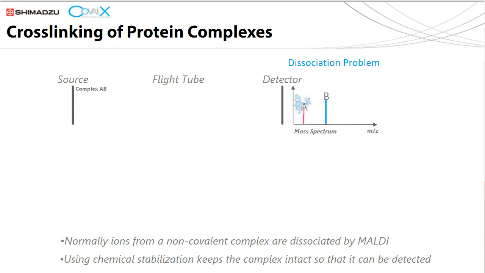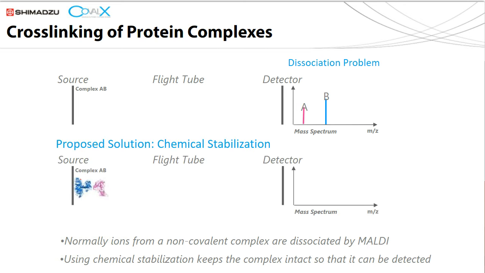This is great, but if you want to see the complex, see the stoichiometry, measure that the complex is interacting, what we'll need to do is hold that complex together during the experiment. And so in order to do that, what we'll use is chemical stabilization, cross-linking chemistry, to turn that non-covalent complex into a cross-linked, stable covalent complex. Now when we ionize it with the laser, what we can instead detect is not just A and B separately, but the intact complex and in fact the stoichiometry. Of course, this is going to be at a higher mass, therefore the OmegaTOF detection comes into play here.